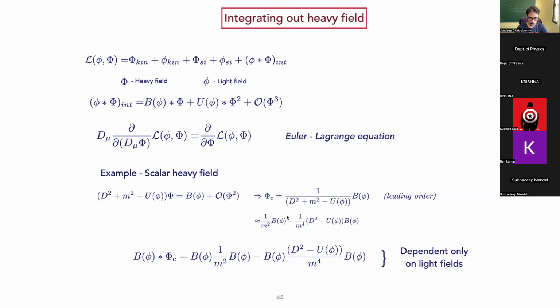And also here, one of the important parts is the presence of this B. So B, if you see, what is this B? B is actually a function of the light fields, but more importantly, it contains the heavy field at linear order.